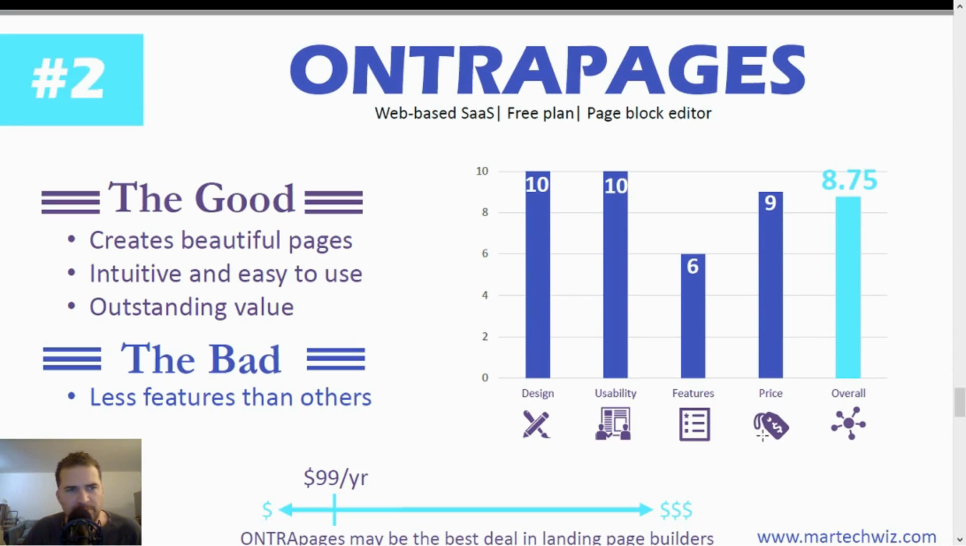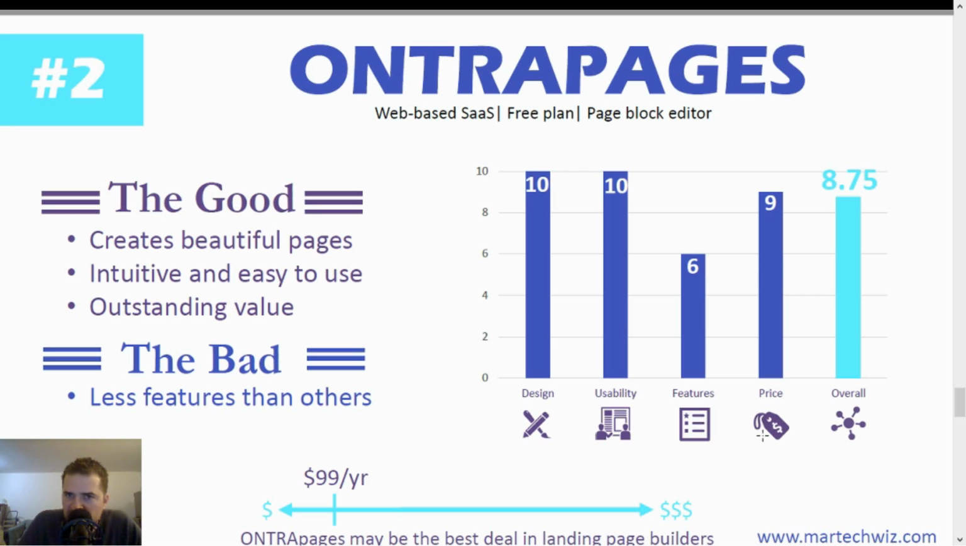Number 2 is ONTRApages, a completely different tool than the above two that we talked about, but a very similar score. How is it different? Mainly because it's a page block editor. So if you remember, we said that's the editor that BitBlox is, and Kickoff Labs also has a little bit of page block functionality as well. So we love page block editors, and they just did an amazing job.